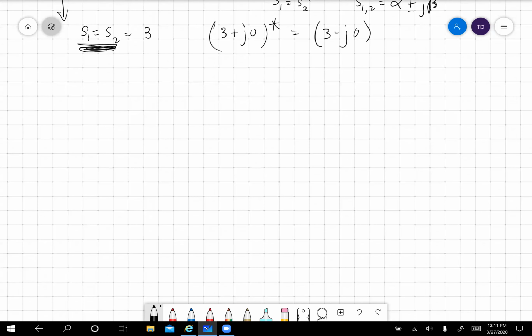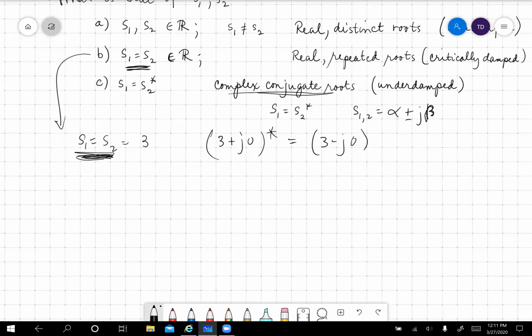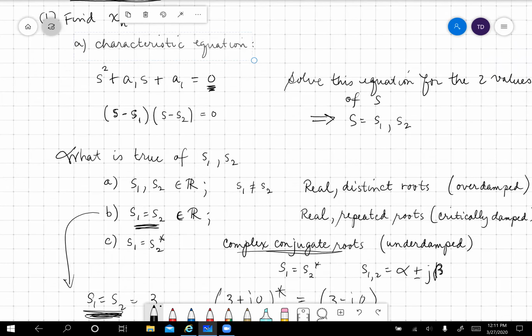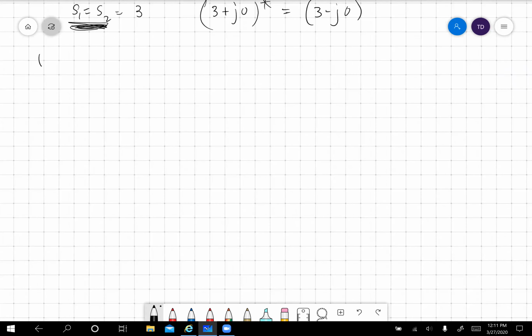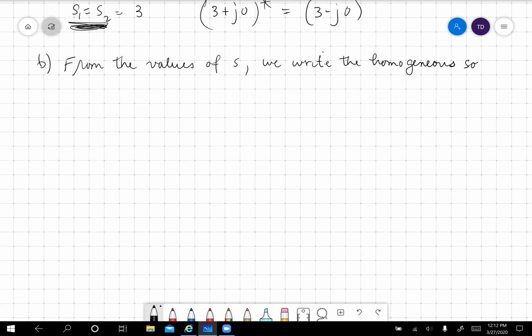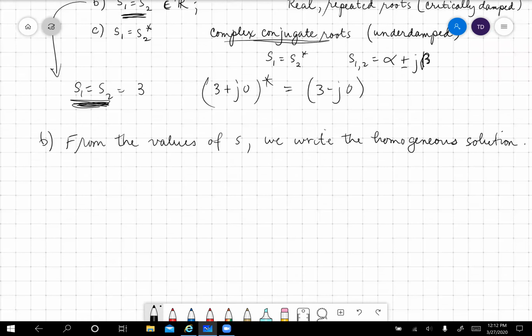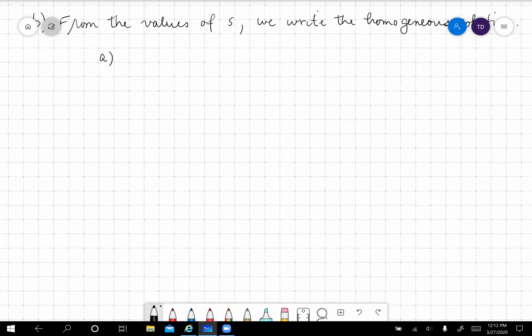Depending upon which case we have will determine the form of the homogeneous response. So the next thing we do after we have the values of S from the characteristic equation is take those values of S and write the homogeneous solution. That homogeneous solution will look like the following. I'll use the same notation, A, B, and C. A, so I have S1 and I have S2.